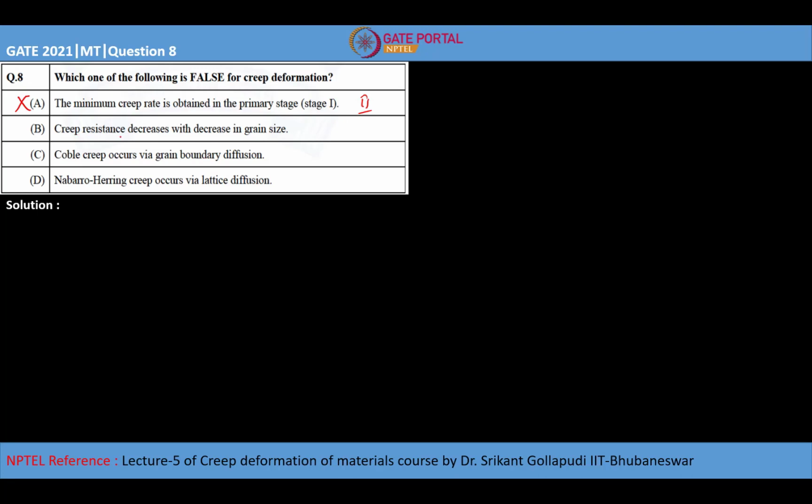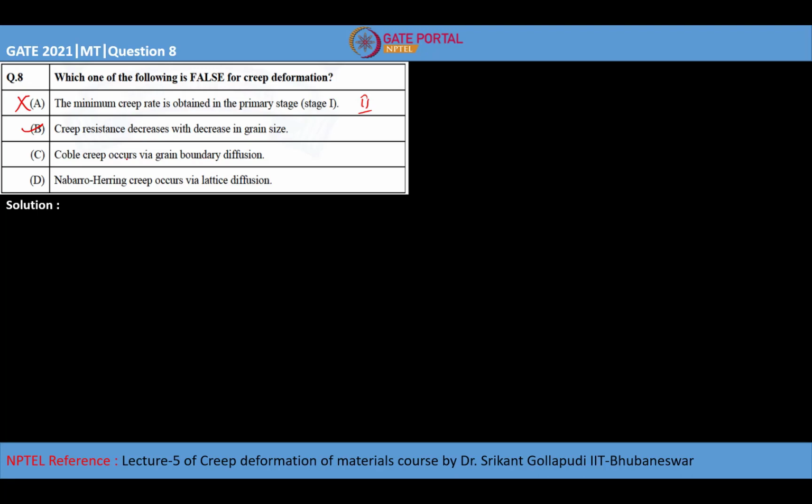Option B, creep resistance decreases with decrease in grain size, is a true option, because as you decrease the grain size, the grain boundary area increases, which aids creep by grain boundary sliding, and hence the creep resistance of the material decreases.